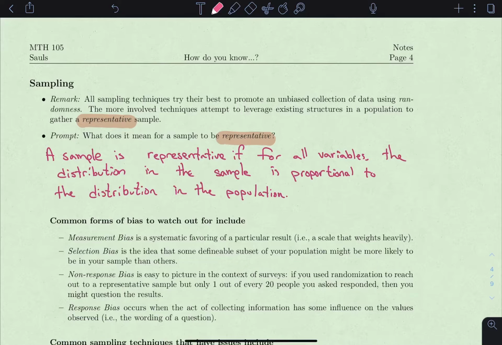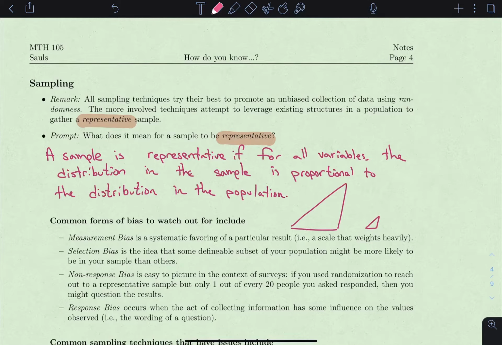Another maybe geometric way to think about this is if your population is represented by this triangle, then your sample should be a smaller version of that triangle. So in this case, the side lengths and the angles are the same. Those would be the variables of consideration. But when you're sampling a population of individual people, there are a lot more variables at hand. But maybe that picture can offer some visual representation.